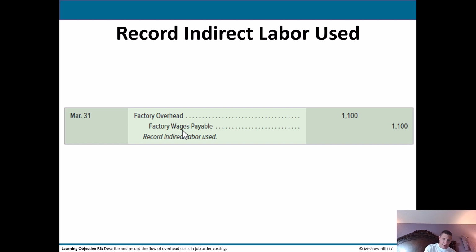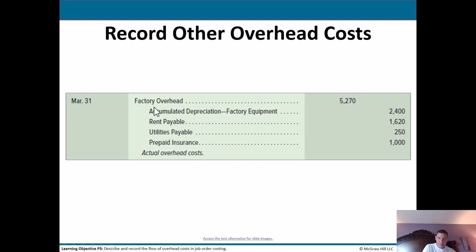So the liability account, factory wages payable, is being increased because, again, this is $1,100 that the company is going to have to pay that they haven't paid as of yet.